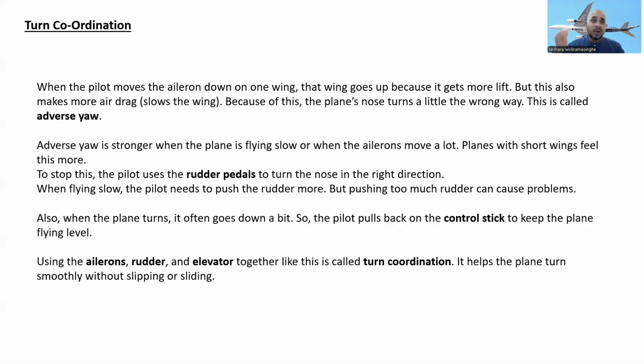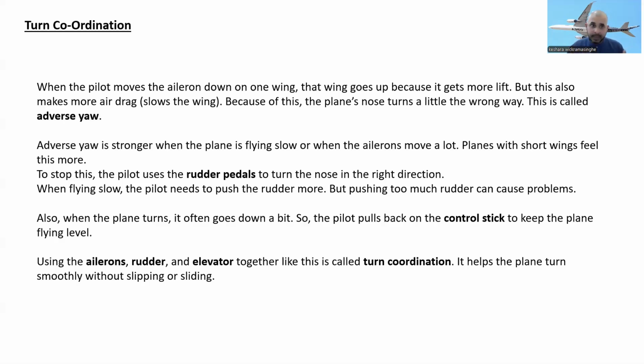But this also makes more air drag on the slower wing. Because of this, the plane's nose turns a little the wrong way. This is called adverse yaw. Adverse yaw is stronger when the plane is flying slow or when the ailerons move a lot. So planes with long wings feel this more.